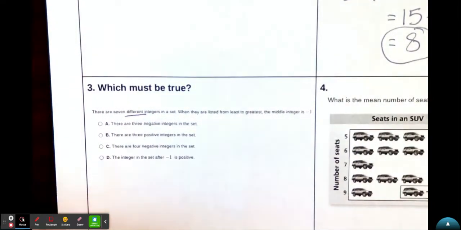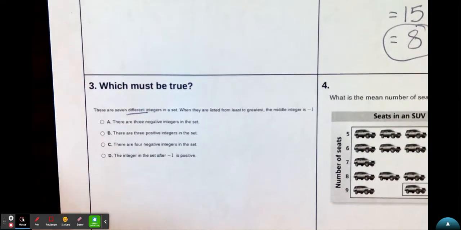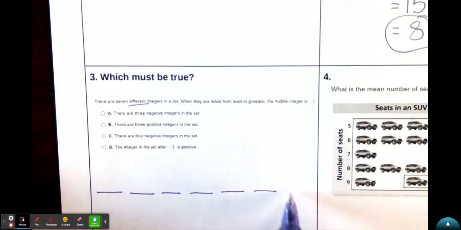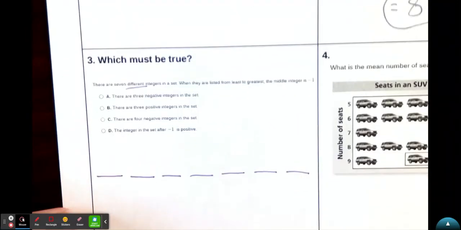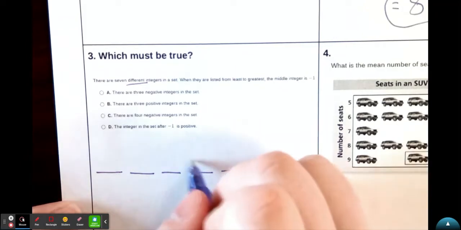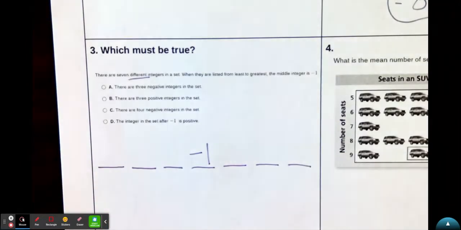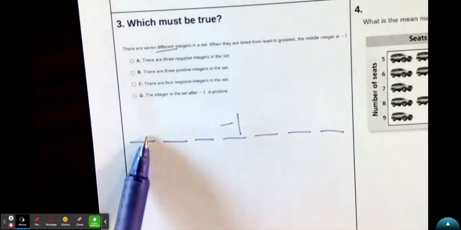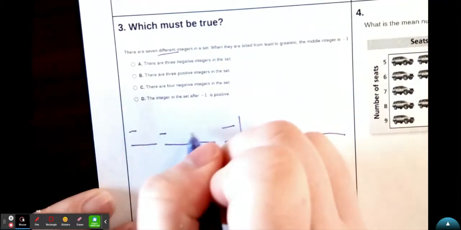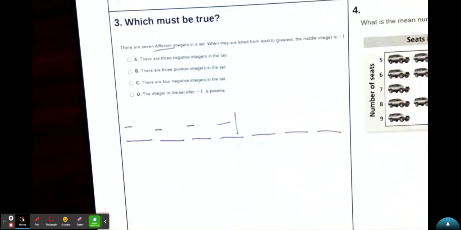Okay, we have 7 different integers, meaning none of them can repeat themselves. Okay. The middle integer is -1. So what I'm going to do is I'm going to write lines. There's going to be 7 of them. So those represent the 7 integers. And again, integers are positive and negative whole numbers. It says the middle integer is what? -1. Okay, knowing this and knowing that they are ordered from least to greatest, what do we know about these 3 numbers right here? They're negative. They have to be negatives. Okay, we don't know what the numbers are. We don't really care because we should be able to answer these anyway.